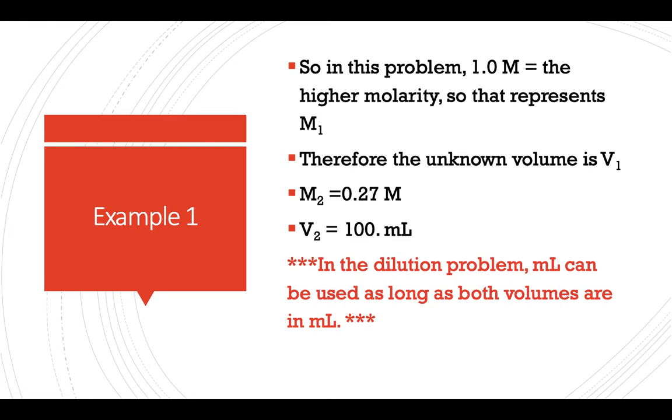Now we can go ahead and use milliliters in this problem as long as we understand that both volumes have to be in the same unit. So if V2 is going to be in milliliters, then V1 is going to end up being in milliliters. You could use liters as well. You just have to make sure that both V1 and V2 are in liters. So you can use either milliliters or liters to do these dilution problems. Just make sure that V1 and V2 are the same unit, whichever one you choose.